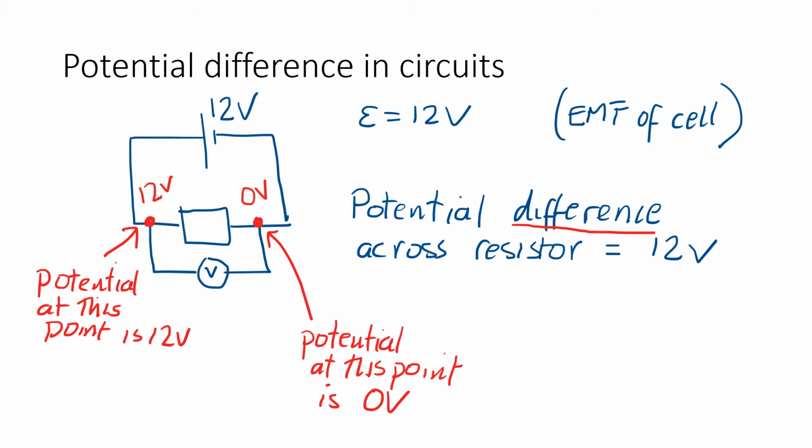So what does that really mean? If we took two points in the circuit and measured something called potential, which is essentially the energy per unit charge at that point, we'd see that to the left of the resistor, which is the positive side of the cell, we would have 12 volts, and to the right we would have 0 volts, as shown here. And so what we're measuring is the difference between those two points, 12 volts and 0 volts, so the potential difference is 12 volts.